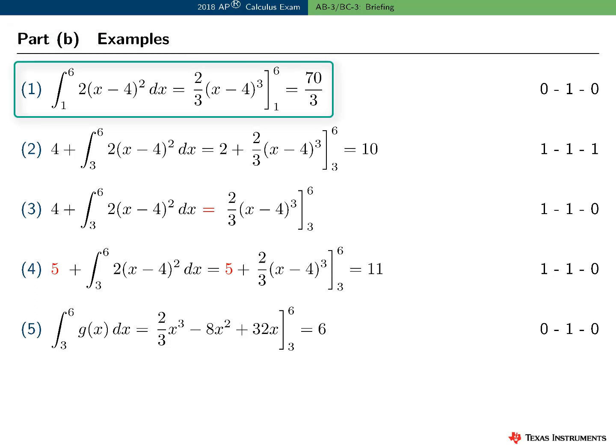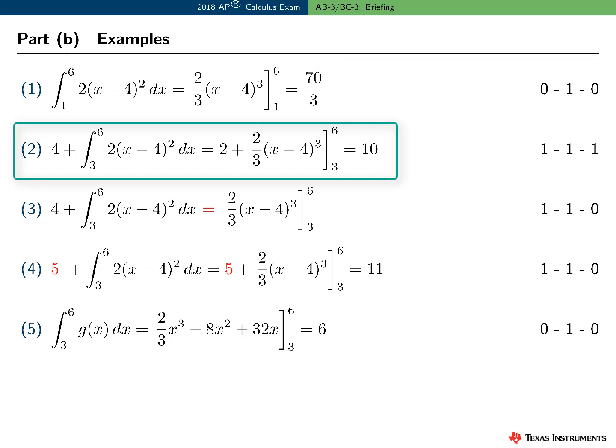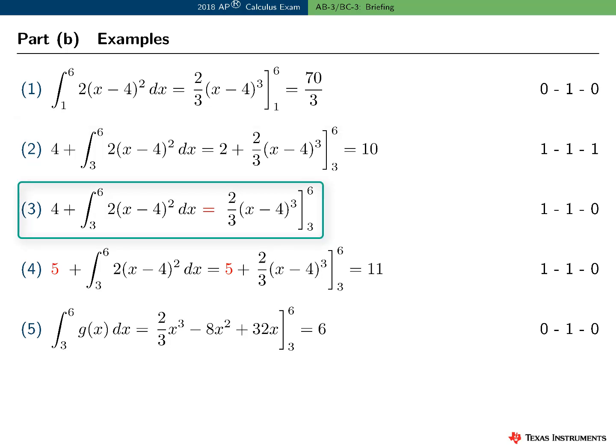In example 1, there is no split, but a correct antiderivative. This earns 0, 1, 0. In example 2, everything is correct. Even though there is no arithmetic presented, this earns all 3 points. In example 3, there is a correct split, a correct antiderivative, but a linkage error. This earns 1, 1, 0.